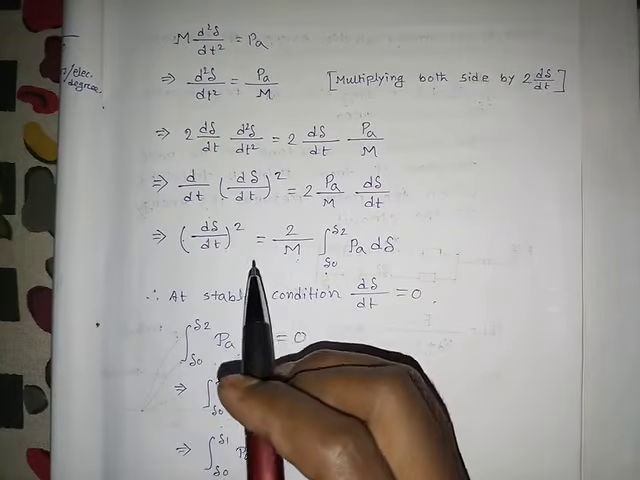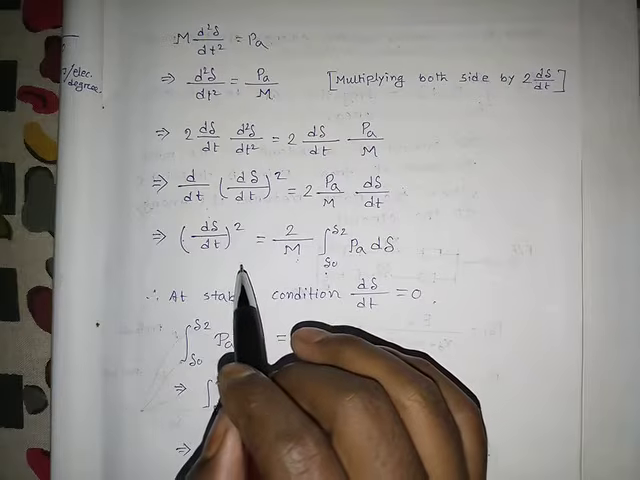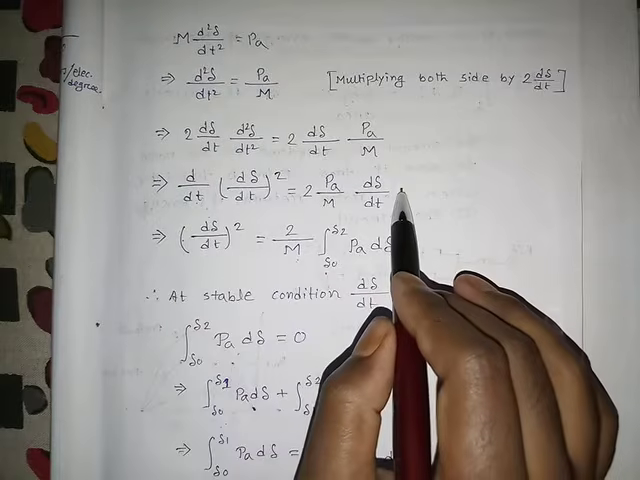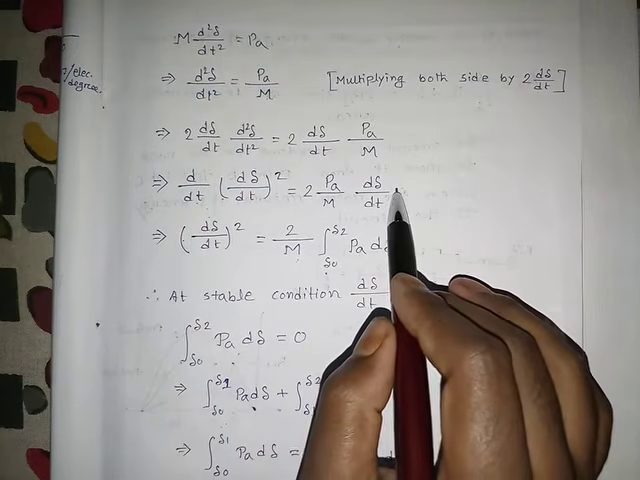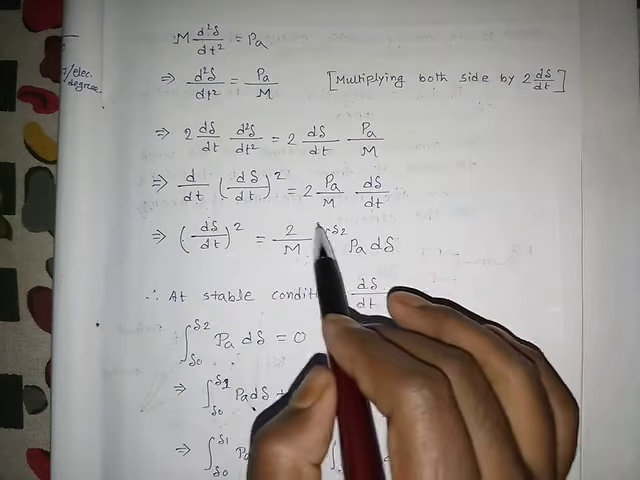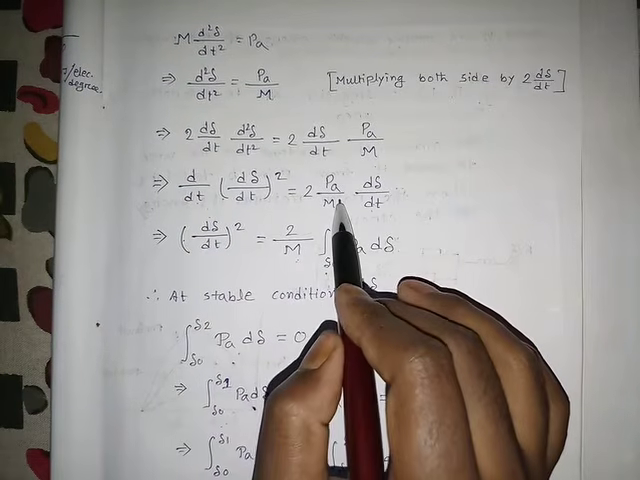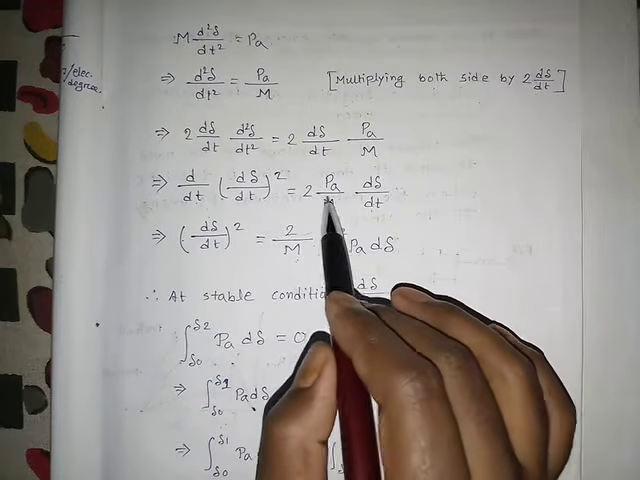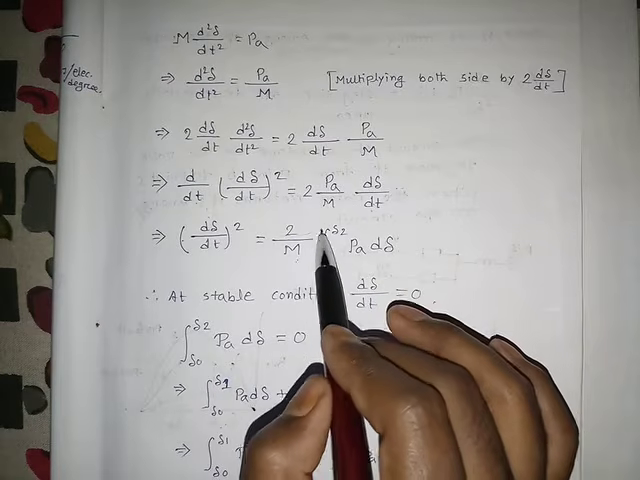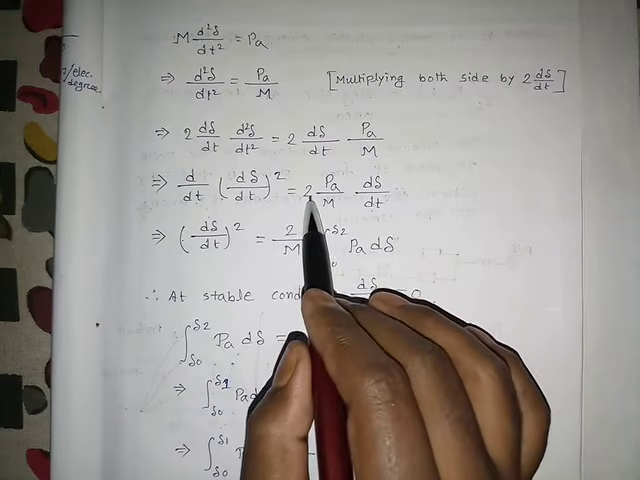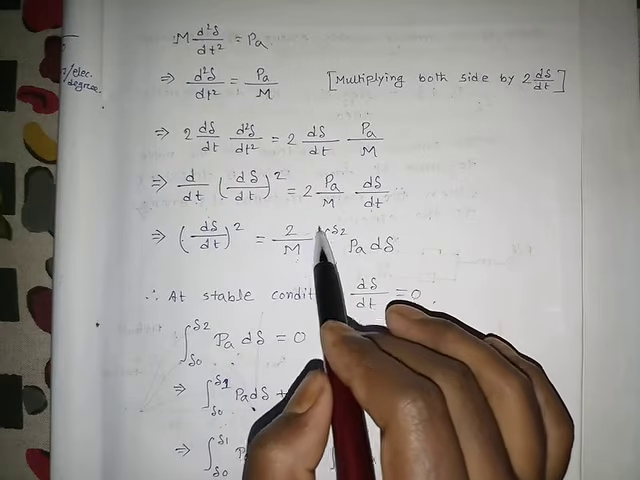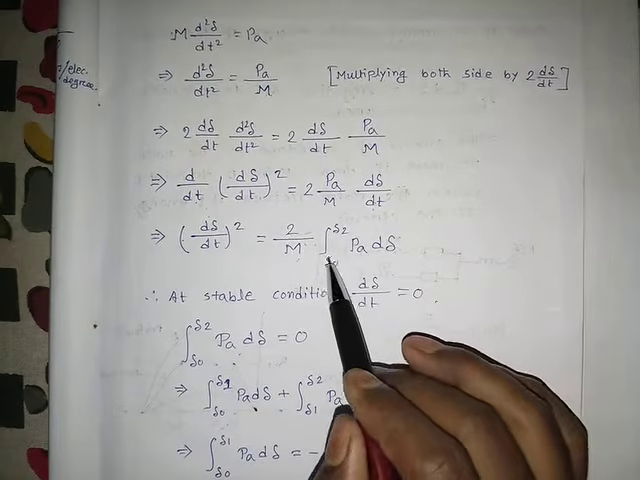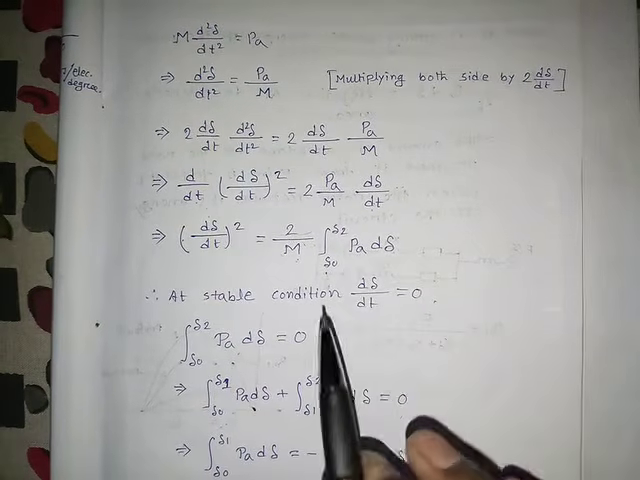Now we are side changing: dt will change here, that dt will be cancelled, and d will change here, that is 1 by d, which is nothing but an integration. So we take the constant terms, 2 and m are constants, so 2 by m, and integration of pa d del. Now see how the limit will come.